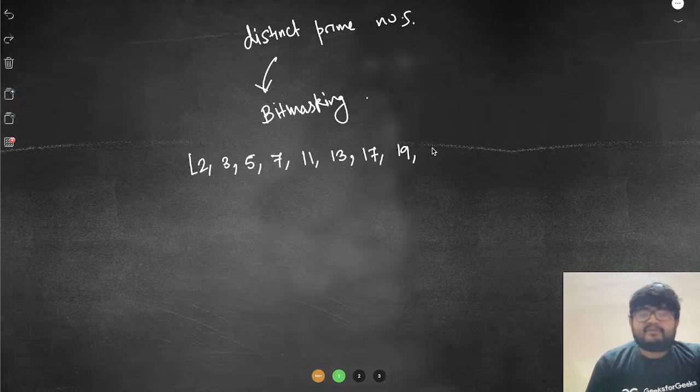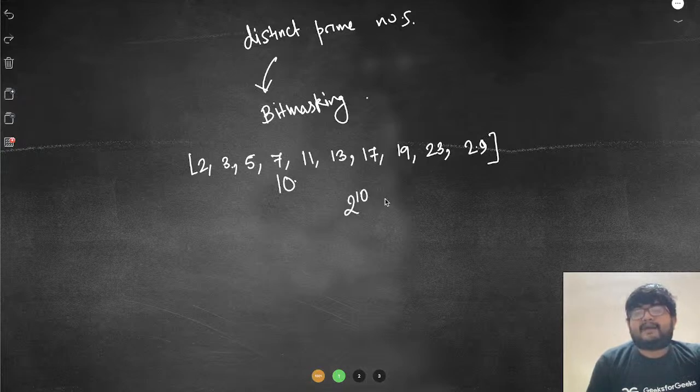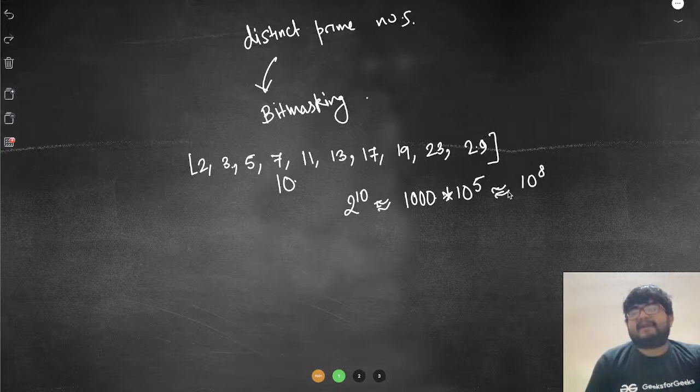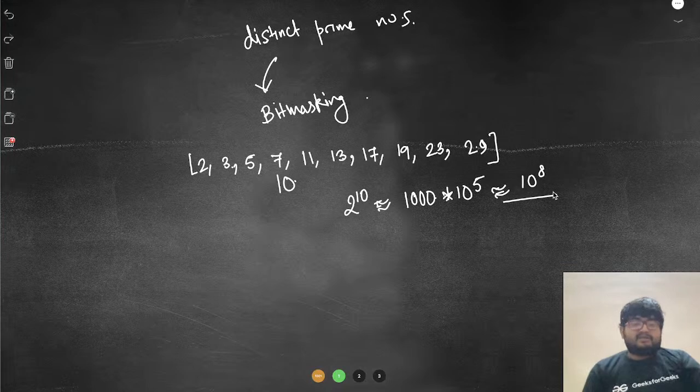23 and 29. So these are the prime numbers. How many of them? 1, 2, 3, 4, 5, 6, 7, 8, 9, 10. So 10 prime numbers are there. If you do bit masking, it will be 2 to the power 10, which is 1024, approximately 1000. So 1000 into 10 to the power 5 is approximately 10 to the power 8, which is within our constraint. So we can do bit masking.